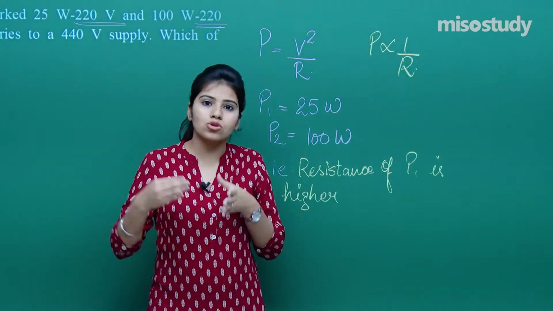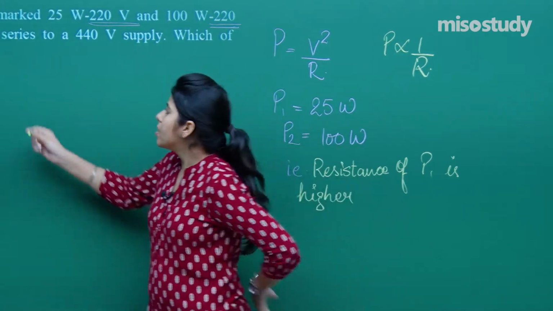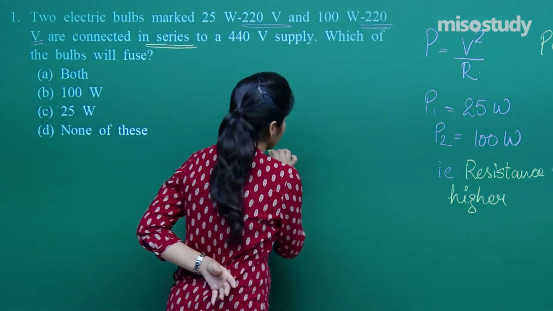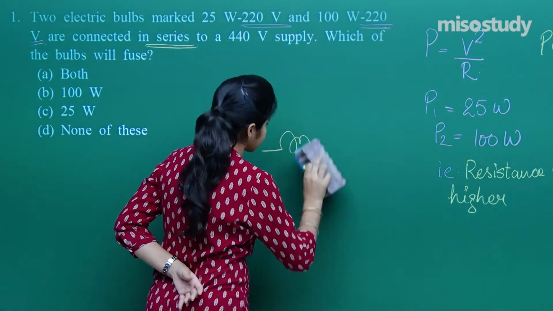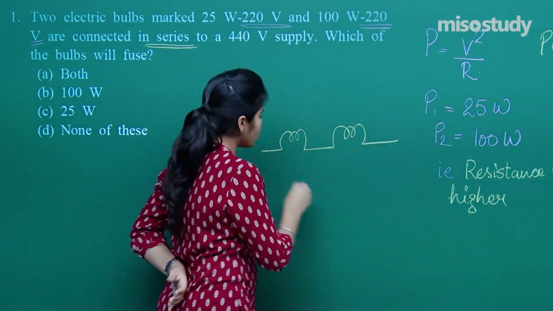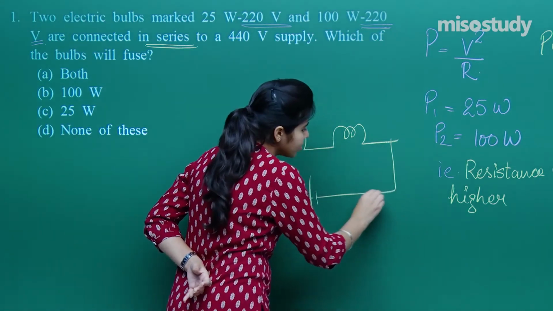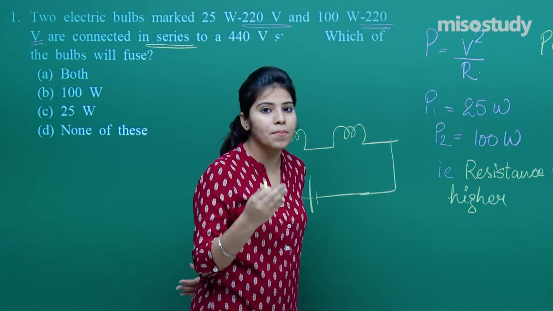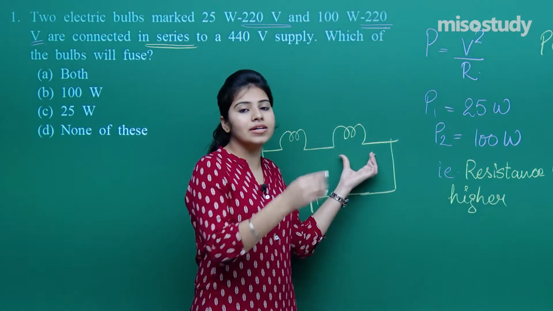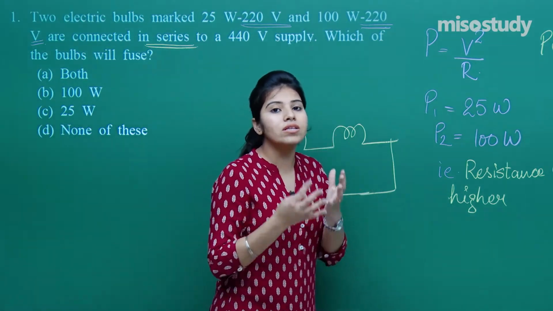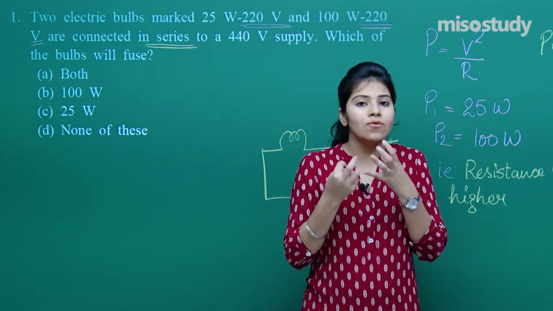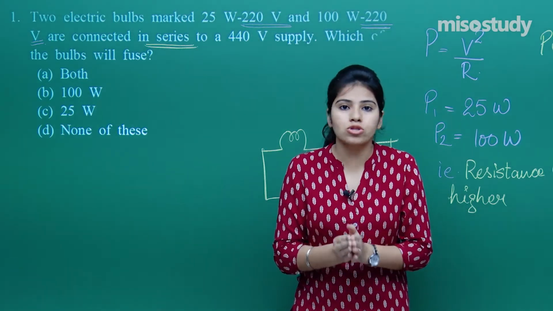And one important thing, they are connected in series. Let me show you by drawing. Say these are two bulbs. When they are both connected in series, what will happen? The current in both the bulbs will remain the same. Now if the current is the same, and one resistance is higher and the second is lower, then definitely the one with higher resistance is going to be heated more. The one which is getting heated more is going to be fused.